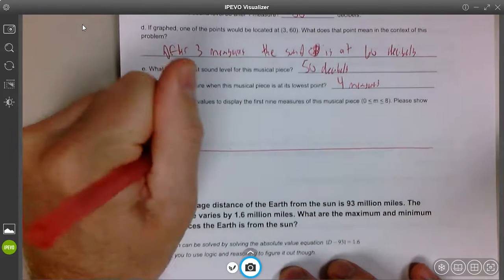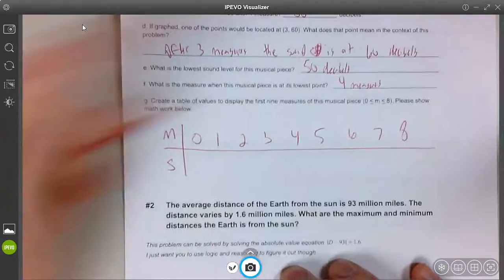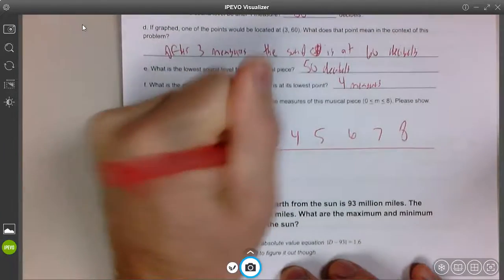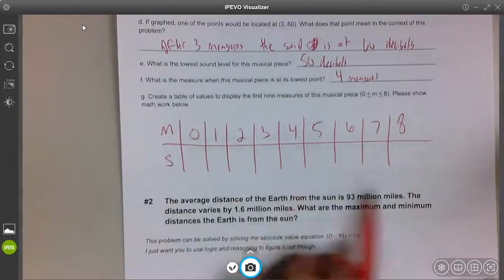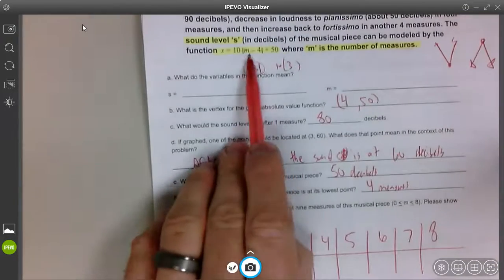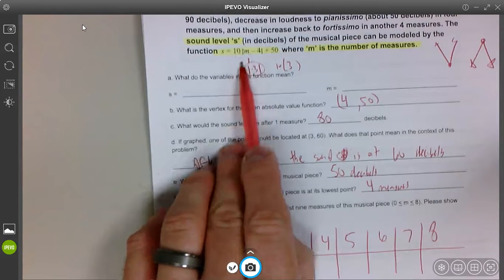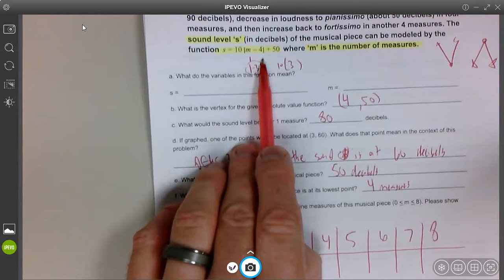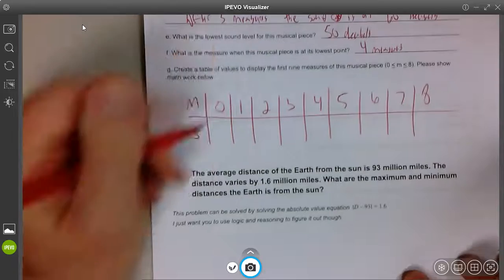And we're plugging in from 0, 1, 2, 3, 4, 5, 6, 7, 8. It says to show your math. So this is the actual table. You're going to have to show me the math. I probably made this too big. But you have to plug these numbers in one at a time into that equation. Plug in a 0. 0 minus 4. Negative 4. Absolute value of negative 4. 4. 4 times 10, 40. 40 plus 50, 90.